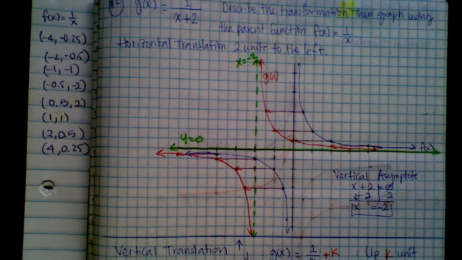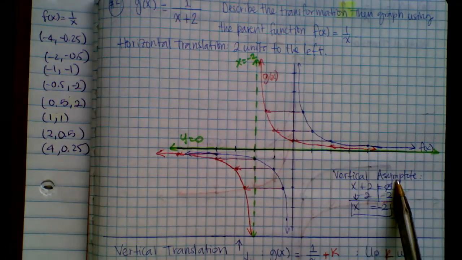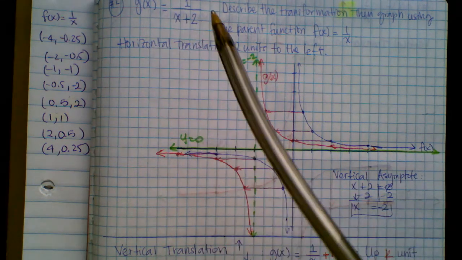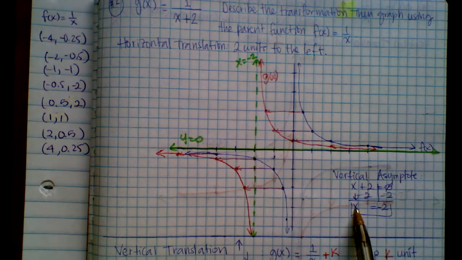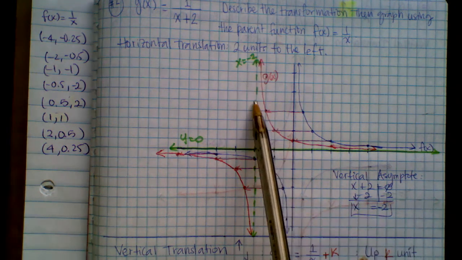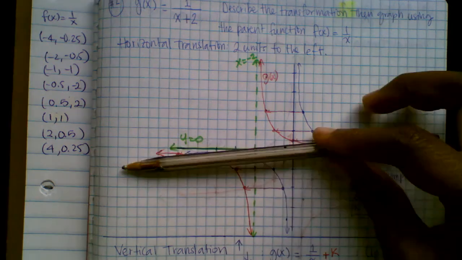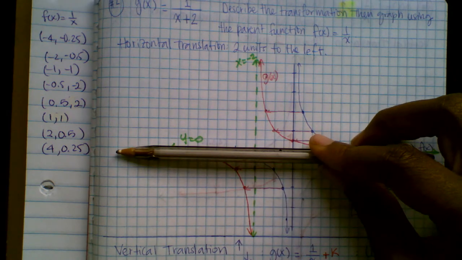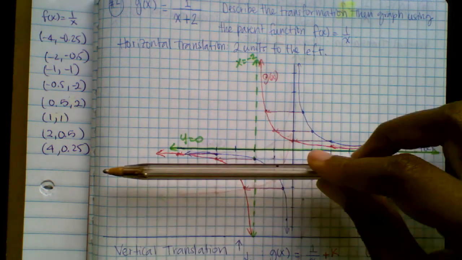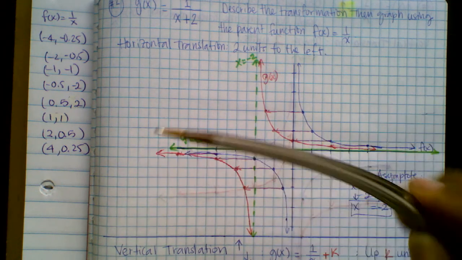You can identify the vertical asymptote. How do we identify it? You take the denominator, set it equal to 0, and solve for x. You get x equals -2, and you're going to have a vertical line that cuts the x-axis at -2. The horizontal asymptote is the same because the parent function has not been shifted up or down, so it is still y equals 0.